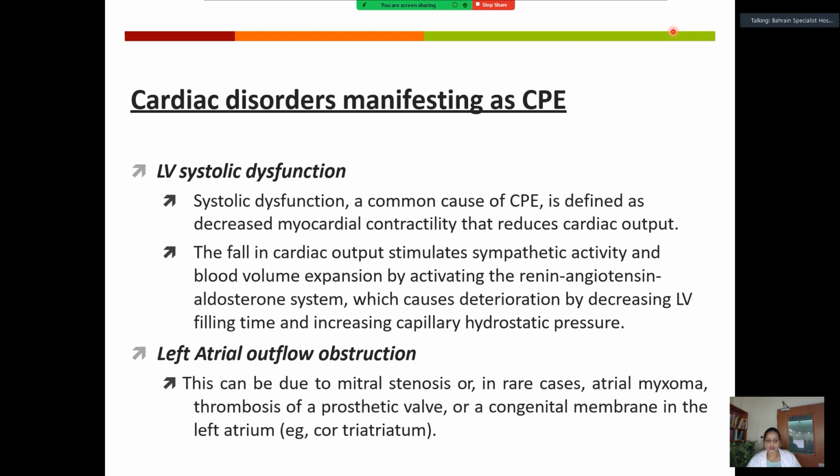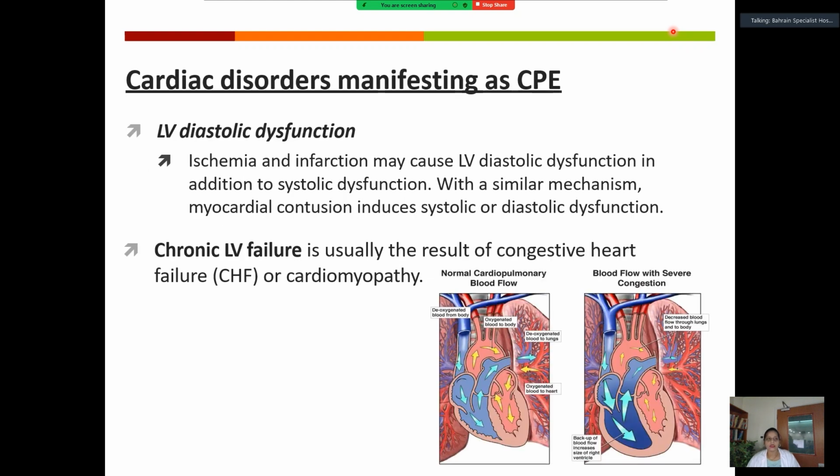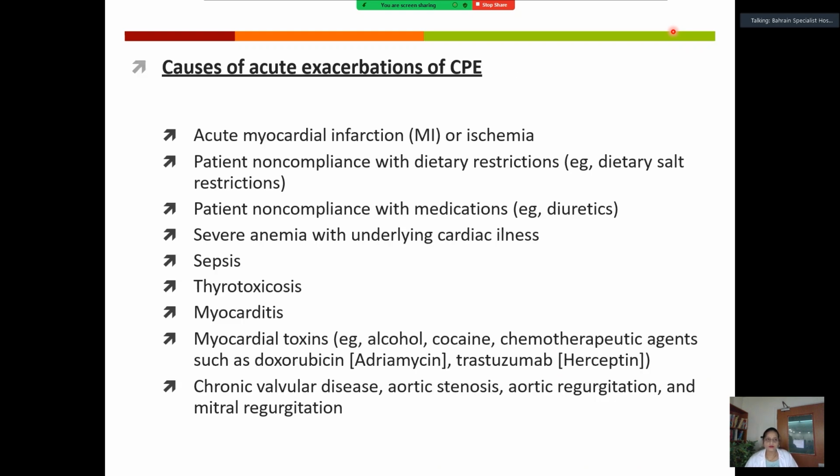Left atrial outflow obstruction. This can be due to mitral stenosis or, in rare cases, atrial myxoma, thrombosis of a prosthetic valve, or a congenital membrane in the left atrium. Left ventricular dysfunction. Ischemia and infarction may cause left ventricular diastolic dysfunction in addition to systolic dysfunction. With a similar mechanism, myocardial contusion induces systolic or diastolic dysfunction. Chronic left ventricular failure is usually the result of congestive heart failure or cardiomyopathy.